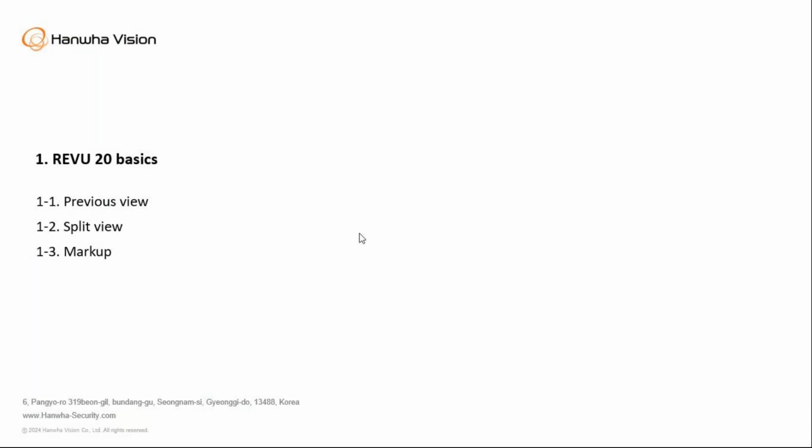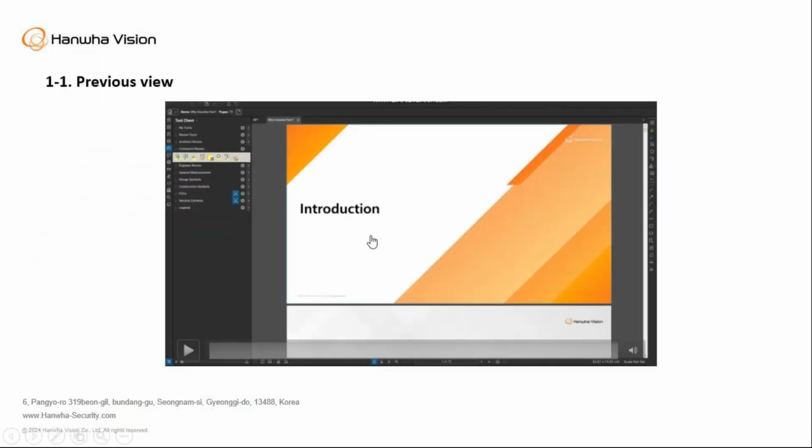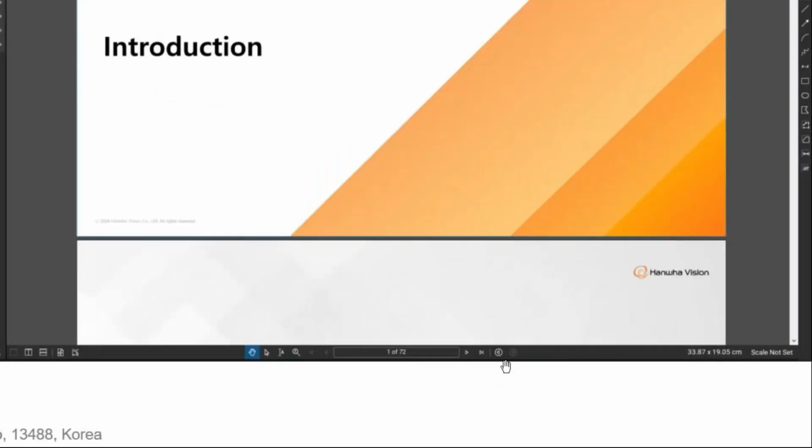To start with, first, previous view. This feature is used to quickly navigate back to the last view you were working on. This is helpful when you are working in large PDF files and need to switch back to a previous zoom level or location without having to manually navigate the view. You can access it through this icon, this previous view icon.